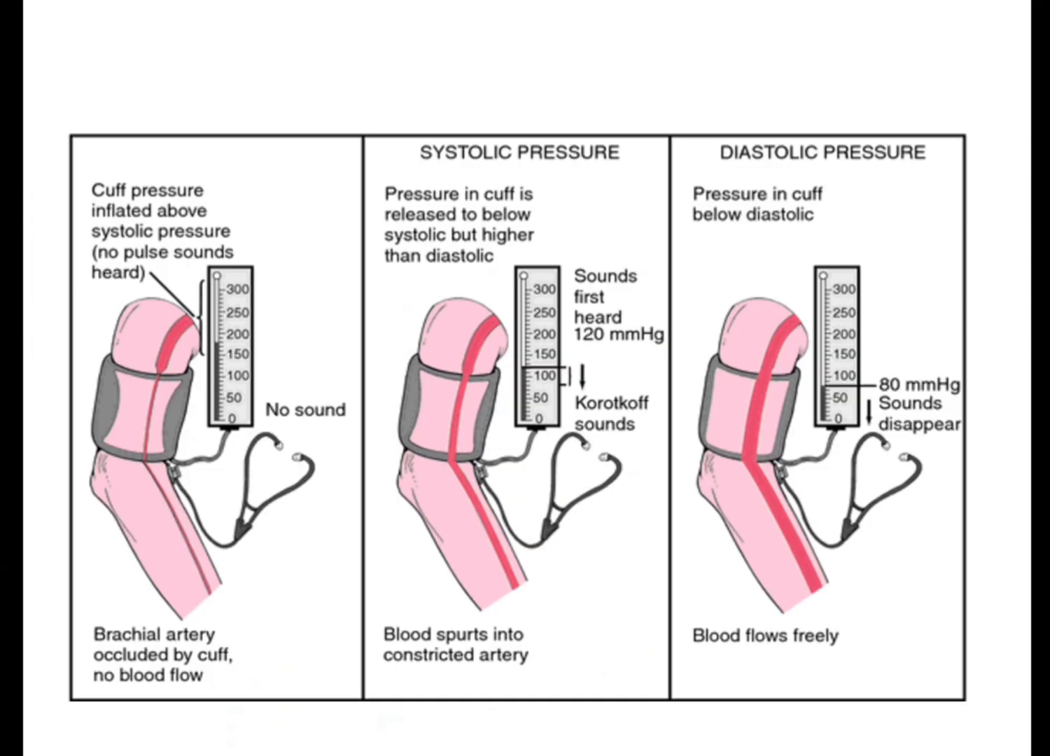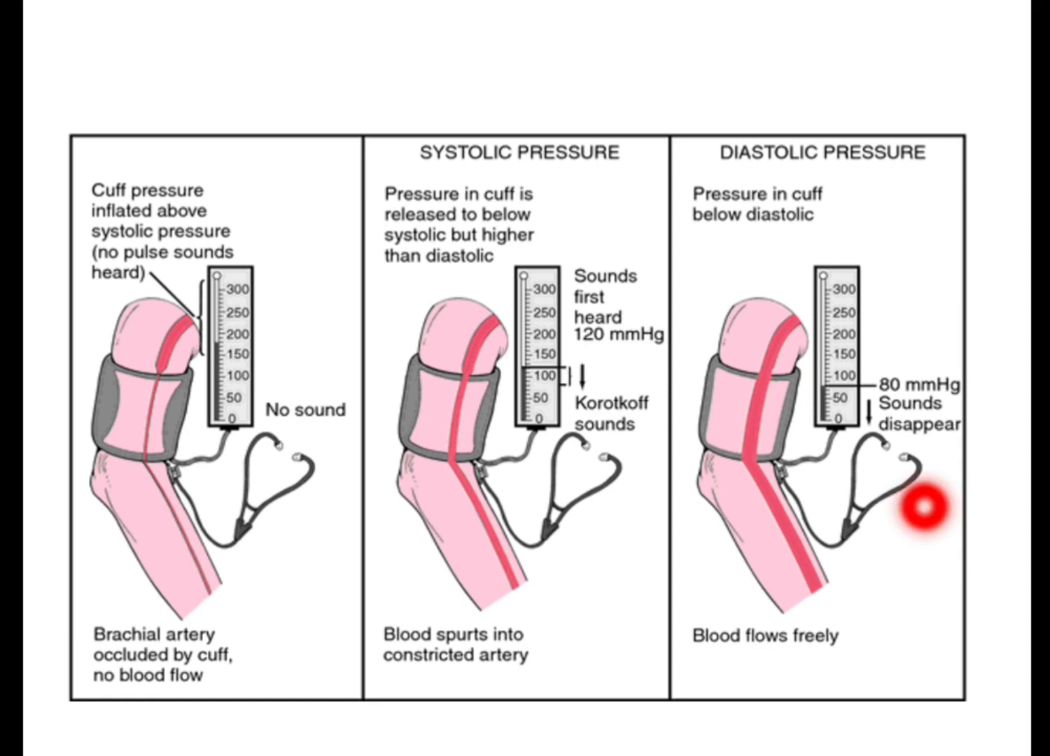So, in the box on the left side, cuff pressure is inflated above systolic pressure. No pulse sounds heard. Brachial artery occluded by cuff. No blood flow. In the second box, the middle box, systolic pressure: pressure in the cuff is released to below systolic but higher than diastolic. Sounds first heard at 120 mm Hg. Korotkoff sounds: below that, blood spurts into the constricted artery. Diastolic pressure: in the third box, pressure in the cuff is below diastolic, below 80 mm mercury, sounds disappear, blood flows freely.